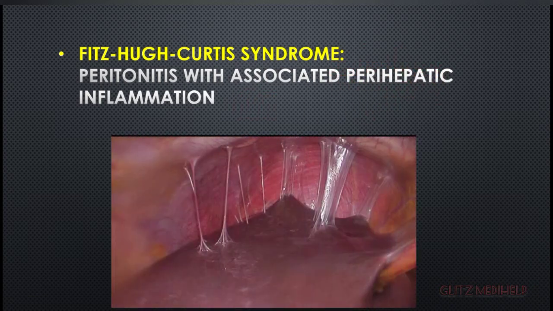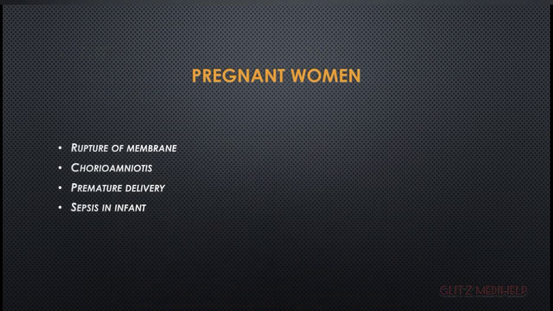So this is the characteristic image. Here you can see the intraperitoneal exudates that cause violin string adhesions between the peritoneum and the capsule of the liver. This is Fitz-Hugh-Curtis syndrome. In pregnant women, it can cause prolonged rupture of the membranes, chorioamnionitis, premature delivery, and sepsis in the infant.